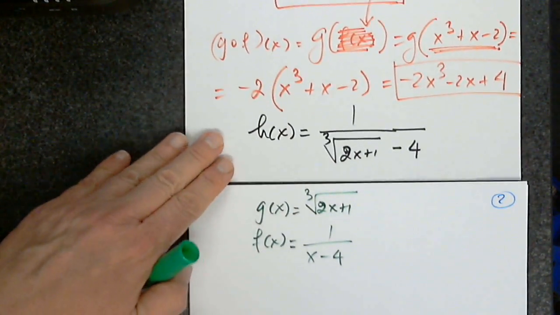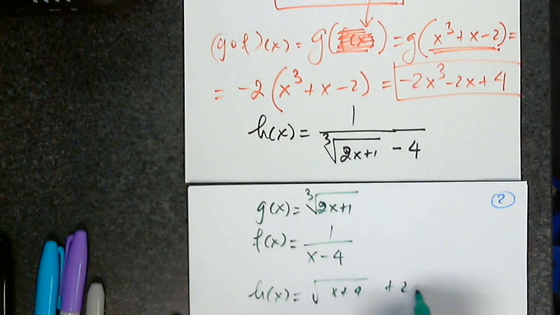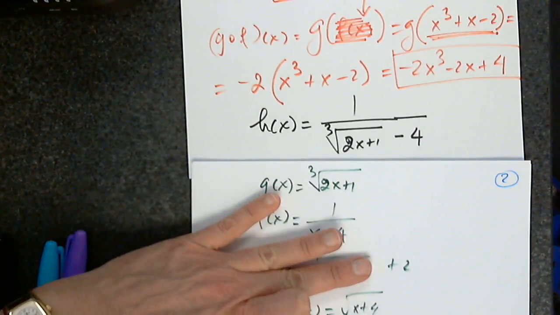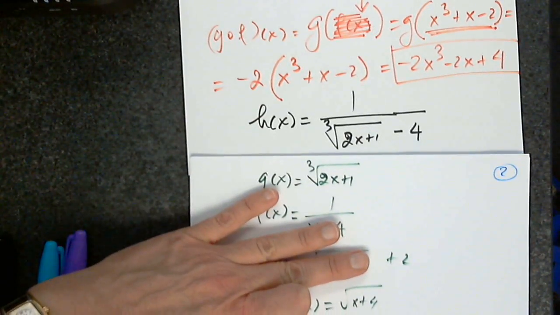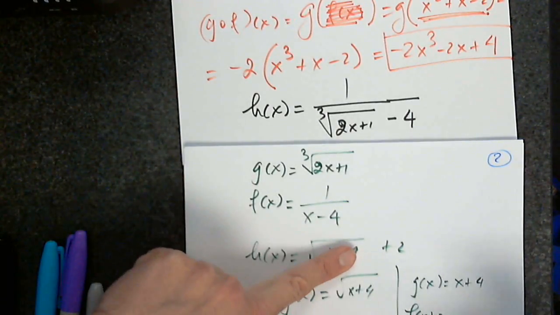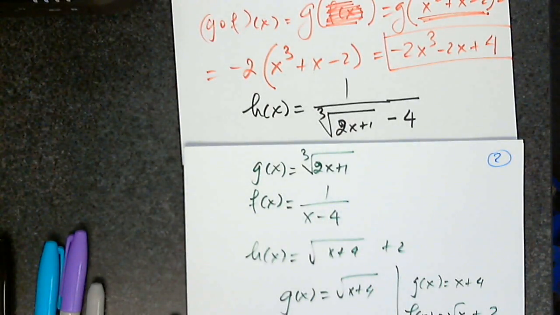In another example, h of x equals the square root of x plus 4, plus 2. One option would be to say the inner function is the square root of x plus 4, and the outer function is x plus 2, because when I'm done and this is one number, it's just x plus 2. There is another option. I can say g of x equals x plus 4. And then this is a number now, just one number, and f of x is the square root of x plus 2. You have several options. There is not a unique correct answer.